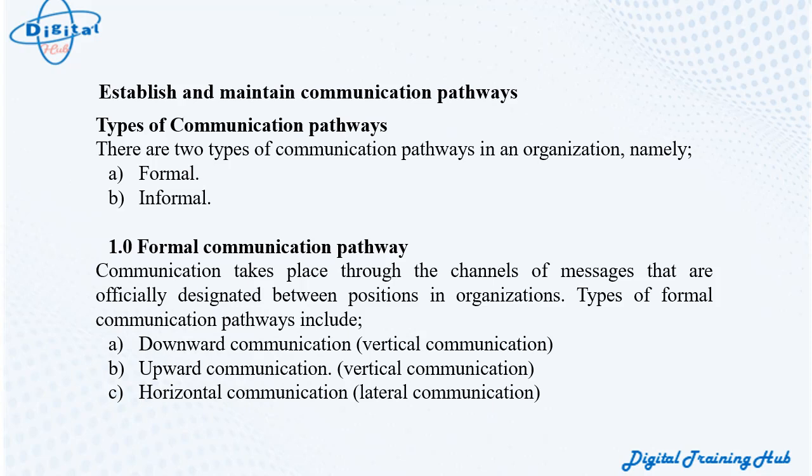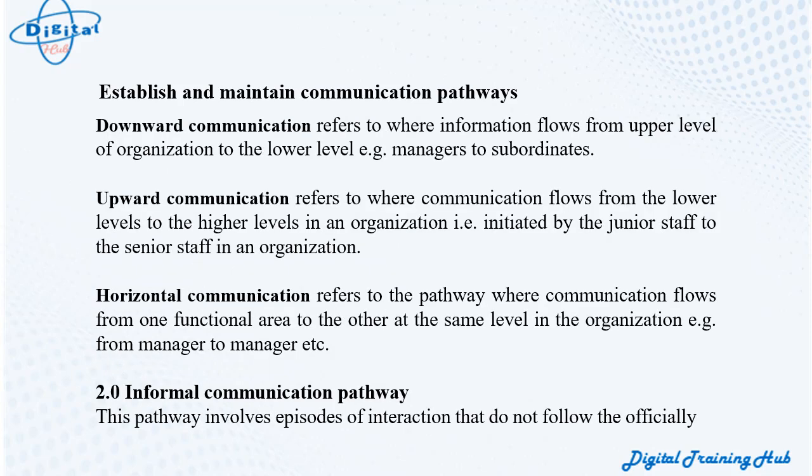Vertical communication, horizontal communication, lateral communication. Downward communication refers to where information flows from the upper level of the organization to the lower level, e.g. managers to subordinates. Upward communication refers to where communication flows from the lower levels to the higher levels in an organization, i.e. initiated by the junior staff to the senior staff in an organization. Horizontal communication refers to the pathway where communication flows from one functional area to the other at the same level in the organization, e.g. from manager to manager, etc.